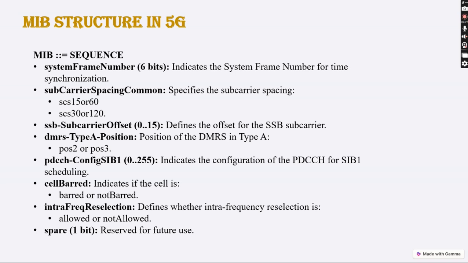Then comes the PDCCH config SIB1. This is the control information for the SIB1. It will tell the UE where the control information is. And the cell barred indicates if the cell is barred or not. If the cell is barred, the UE can't access it. The UE can't attach to the cell. If it is not barred, then the UE can access the network.